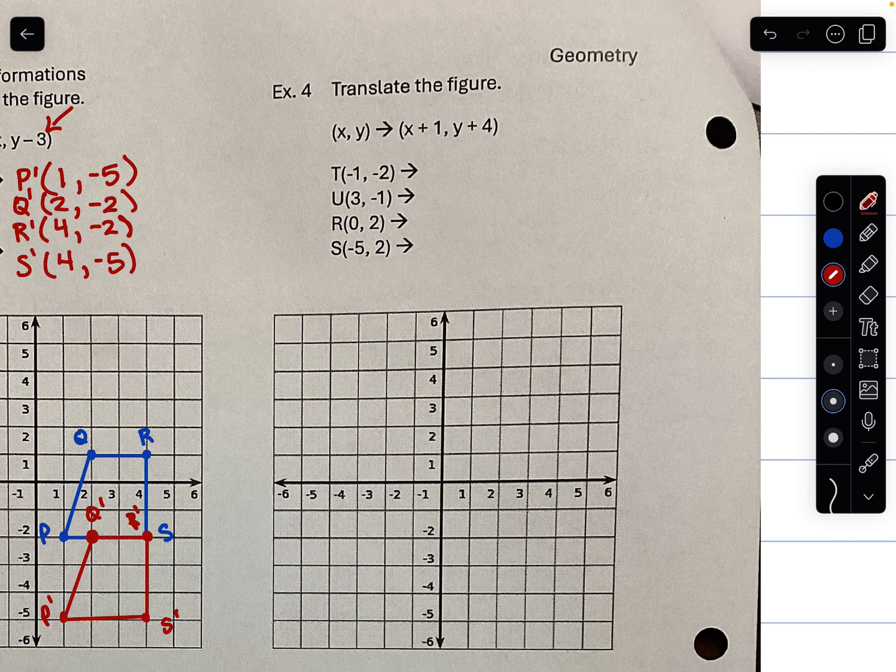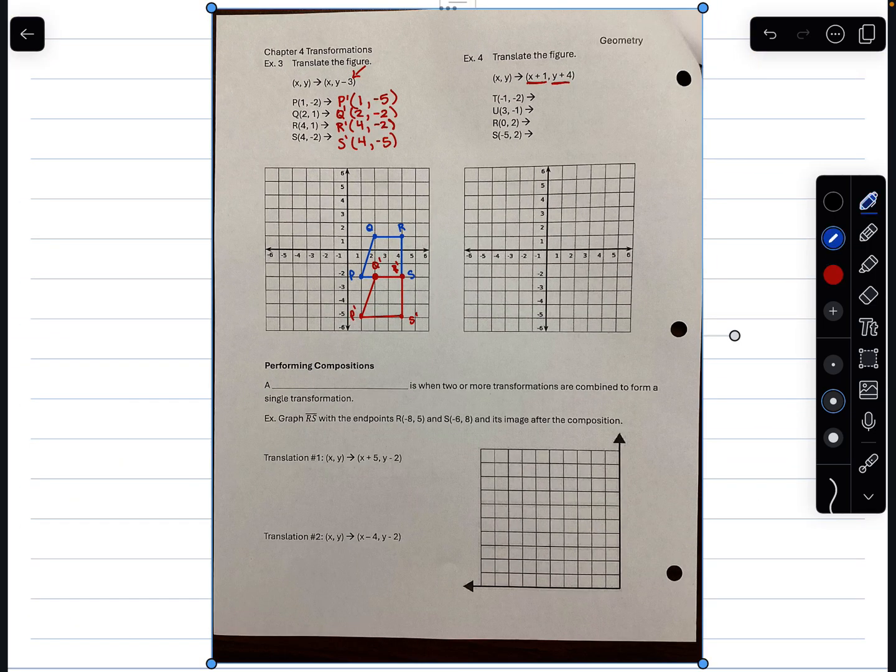Example 4. We're going to translate the figure xy to x plus 1, y plus 4. So what are we going to be doing to each x value? Adding 1, and to each y value? Adding 4. Good. Okay. Our original will be in blue.